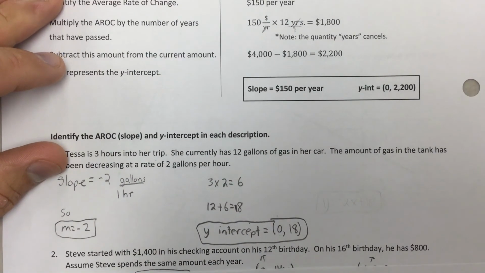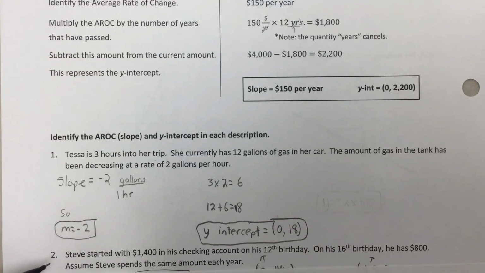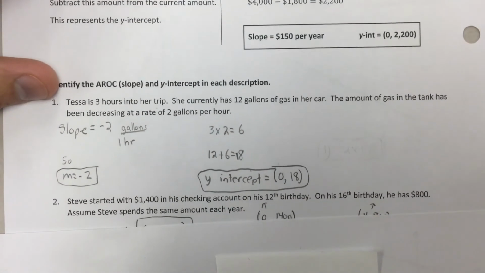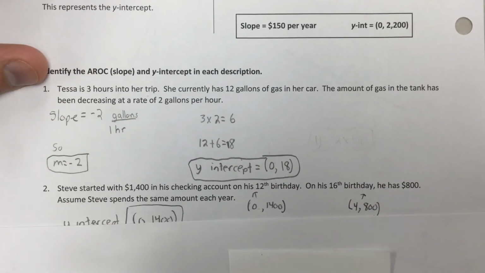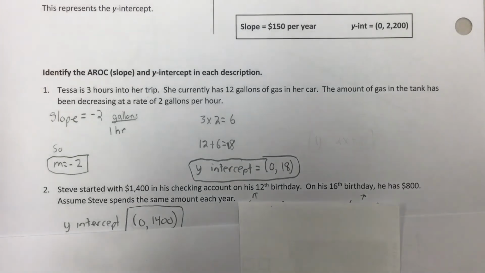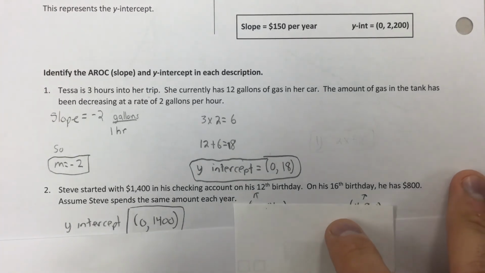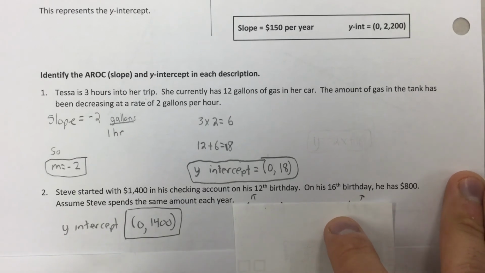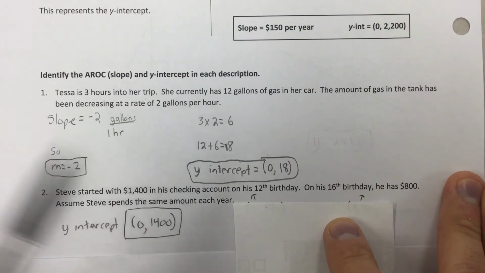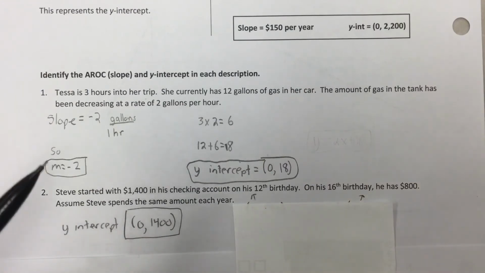All right, and then last one. Steve has started with $1,400 in his account on his 12th birthday. On his 16th birthday, he has $800. Assume Steve spends the same amount of money each year. So the y-intercept is what he's starting out with. So he started out with $1,400. So 0, 1,400 is what our y-intercept is. So even though it's not his 0th birthday, it's his 12th birthday, that's what the account started with.